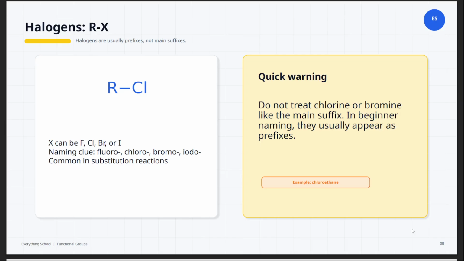Fluorine gives fluoro, chlorine gives chloro, bromine gives bromo, and iodine gives iodo. So if you see bromine on a carbon chain, you usually describe it as bromo with a number. The warning is that halogens usually do not become the main suffix in intro naming. They are important, especially in substitution reactions, but they usually behave like attached prefixes in names.